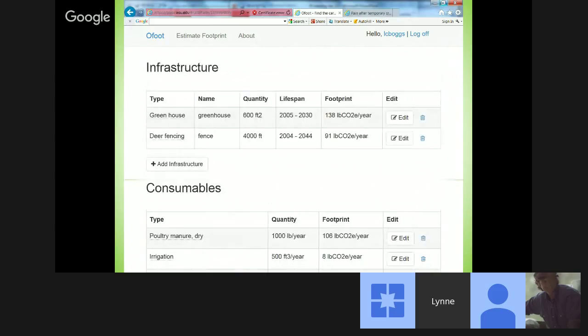You can also put in information about infrastructure and the consumables. So on the consumables in particular, this is a massive potential area. Right now we have a few dozen different items that you can choose from for your consumables, but of course there are thousands of different things that people use. So this is definitely part of the tool that we're interested in beefing up over the next phase.